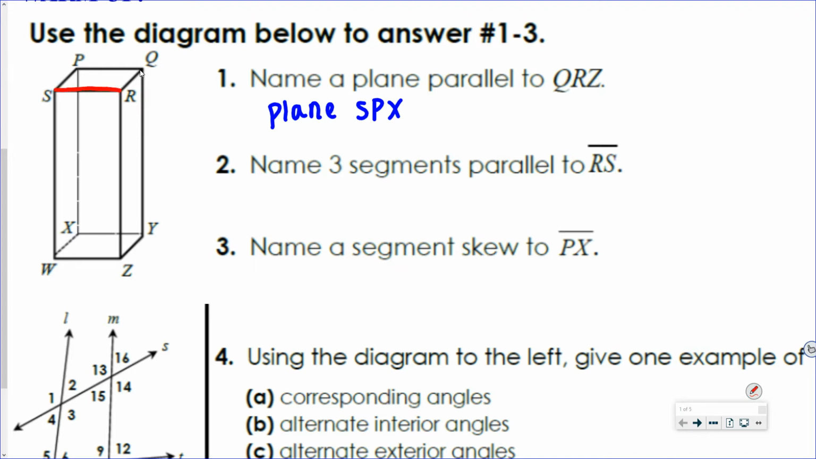Good. Parallel planes. Name 3 segments parallel to RS. Line segment RS. All right. Who can give me one of them? Alex? WZ. Those are both on like the front plane. Remember, parallel lines have to be on the same plane. That one? Matthew?